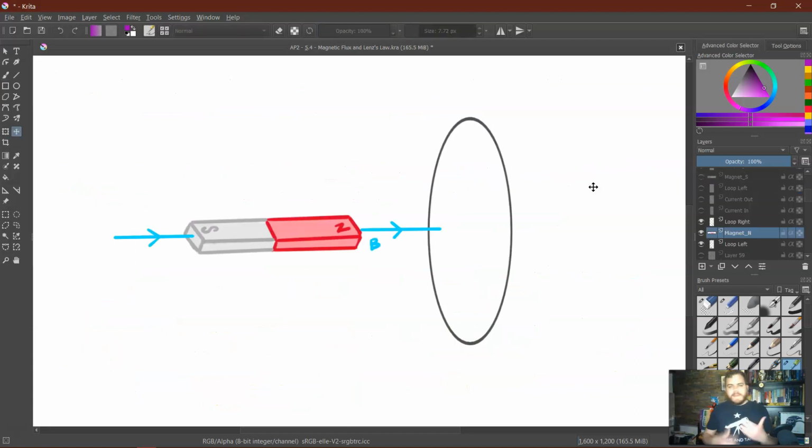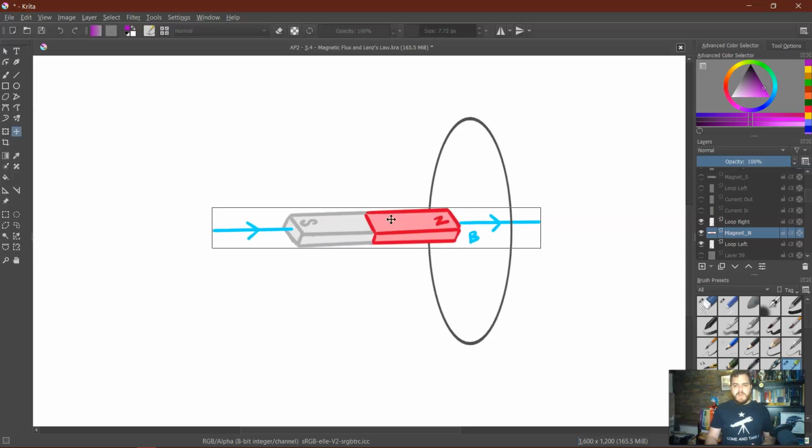So once again, let's reason through this with an example. If I have this loop of wire here, and I bring this magnet towards the loop, the magnetic field from this magnet goes out of the North Pole and into the South Pole. So the magnetic field from the north end will be directed to the right, and from the south end will also be directed to the right. And if I bring this into this loop, what are we doing? We are increasing the magnetic flux to the right through this loop.